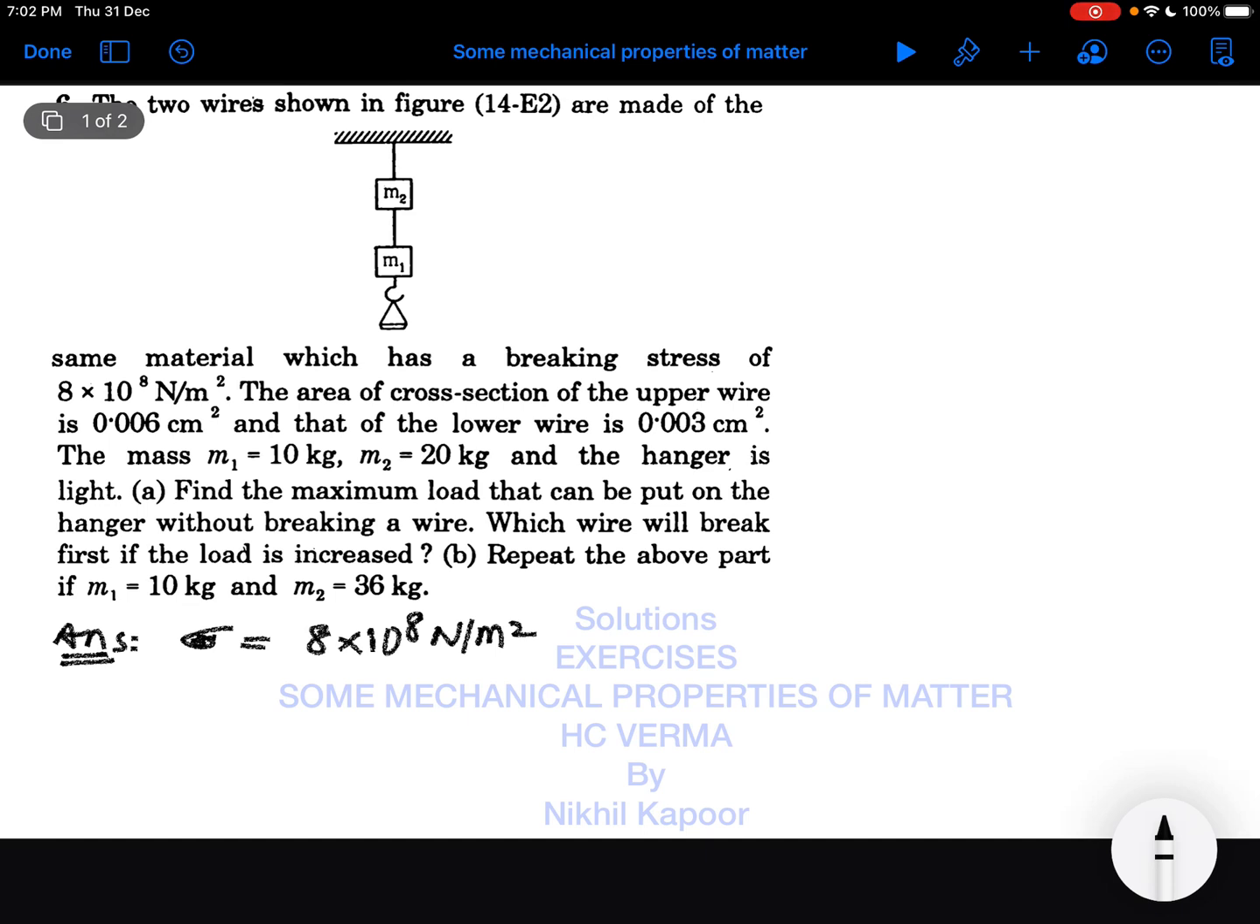The area of cross section of the upper wire is 0.006 centimeters square. So on rearranging, it will be 6 into 10 to the power minus 7 meters square. While the lower wire has a cross section of 0.03 centimeters square. So that would be 3 into 10 to the power minus 7 meter square.